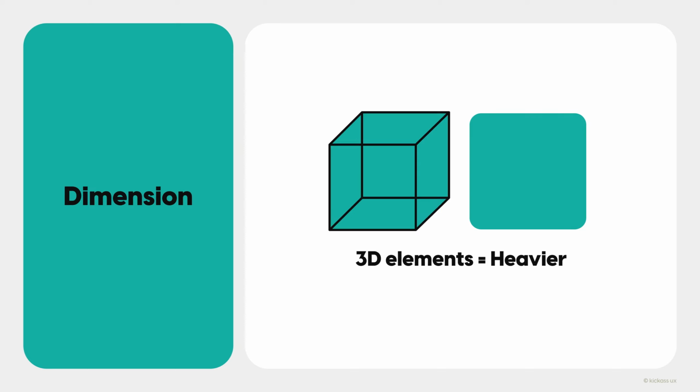Fourth is dimension. 3-dimensional elements are perceived to be heavier than 2-dimensional elements. For example, looking at these 2 objects, the 3D cube has more perceived visual weight than the square on the right. This is because our minds can assign a make-believe weight to the 3D square, but it has no reference to assign a weight to the 2D object.